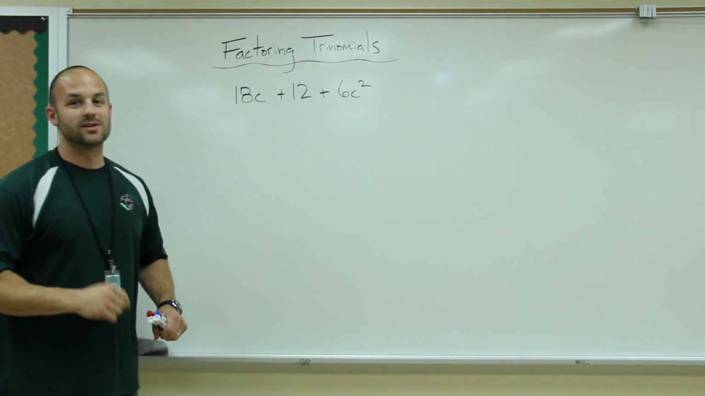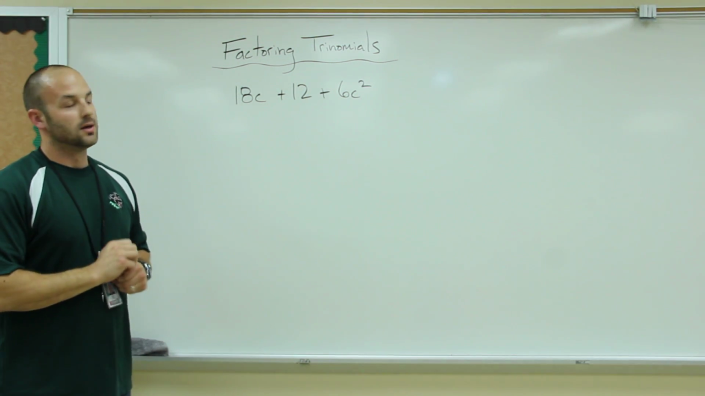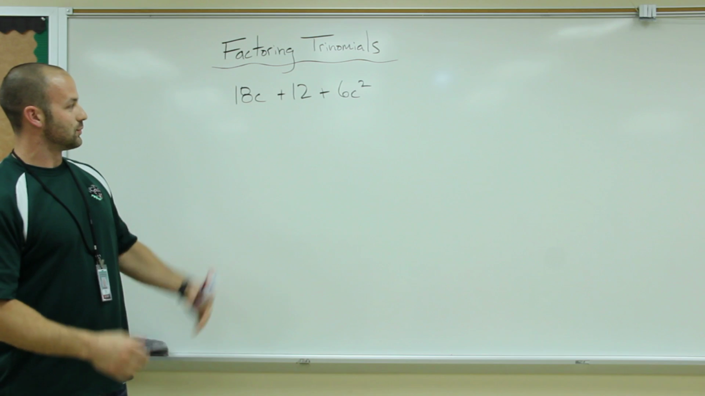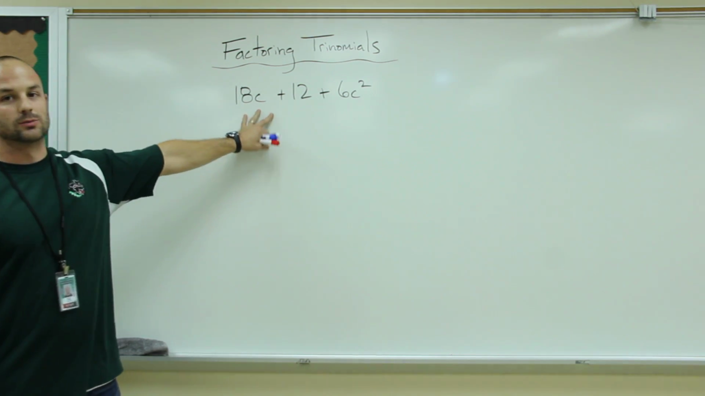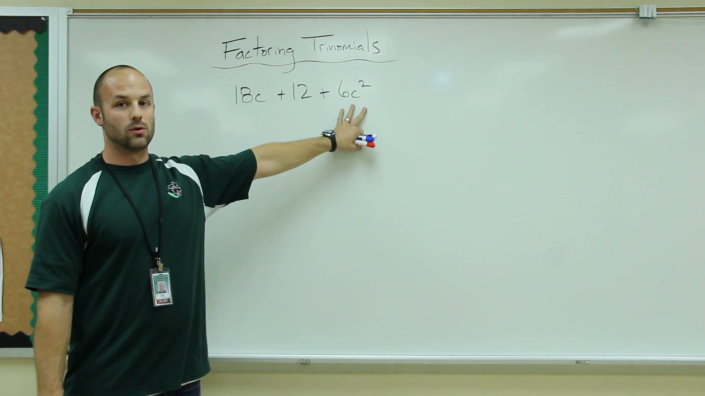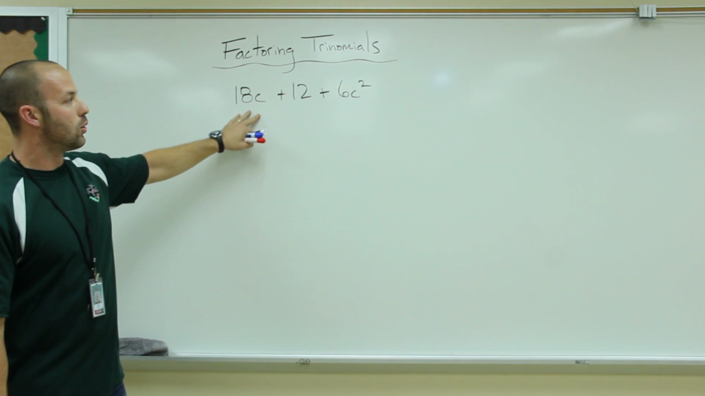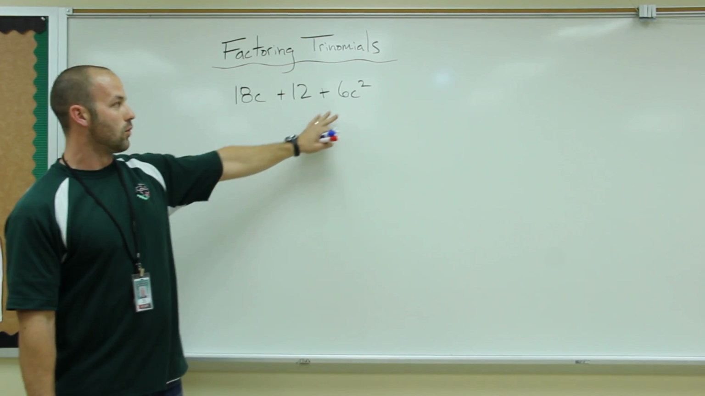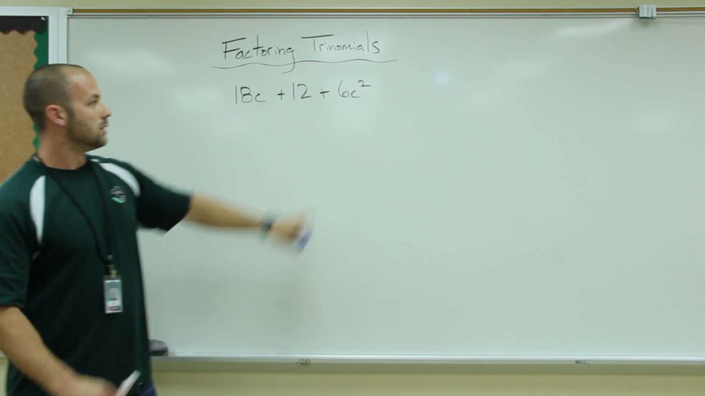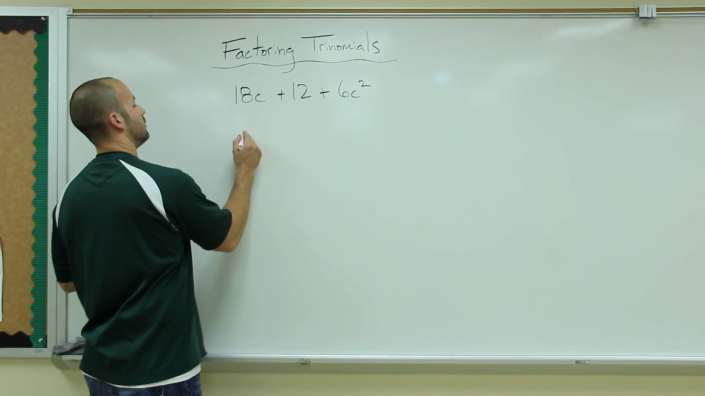Alright, today we're going to walk through an example on how to factor trinomials. And in our factoring technique, the first thing I notice when I look at this problem is that it's out of order. You want your trinomials and all polynomials written in standard form, what we call descending order, starting with the largest variable exponent first.